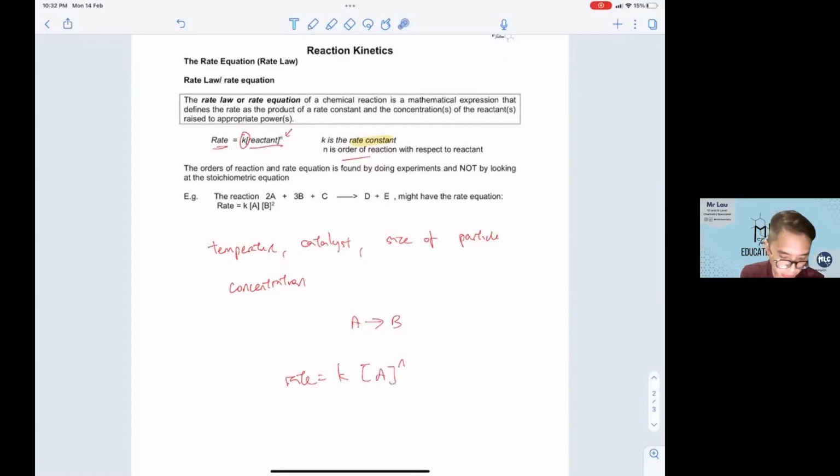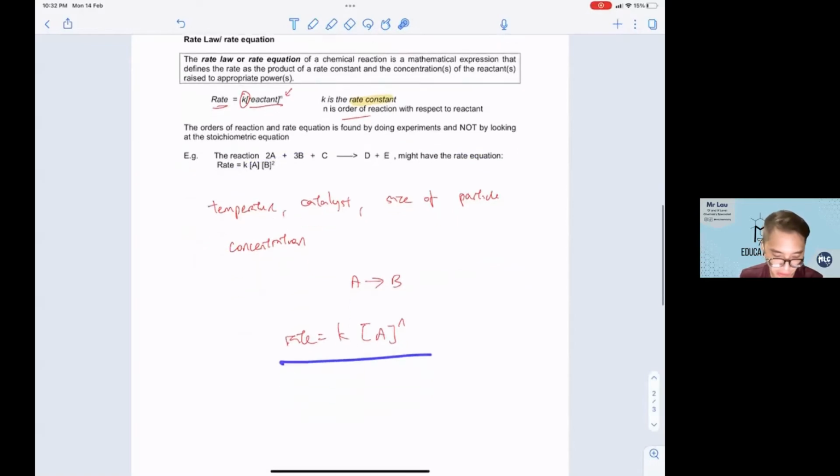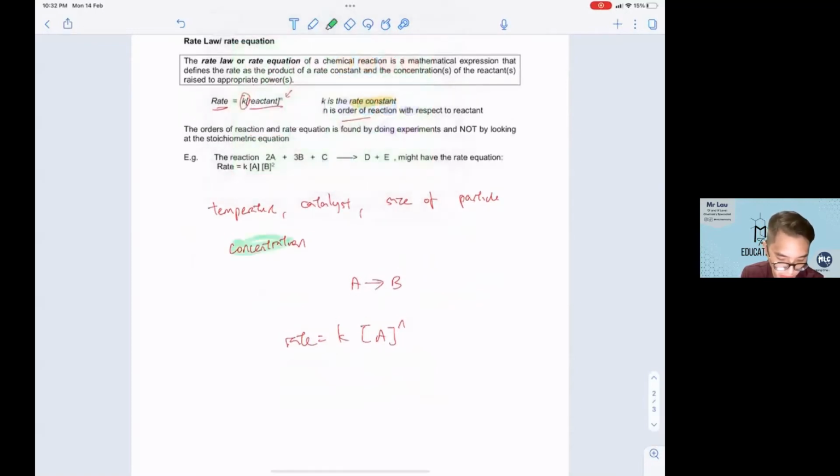Now, how do these qualitative factors tie in with your rate equation? So very obviously your concentration term is over here. The higher the concentration, the greater your rate, assuming of course that your n is not 0. Now, how about your temperature, your catalyst, and your size of particle? How does it affect your rate equation?